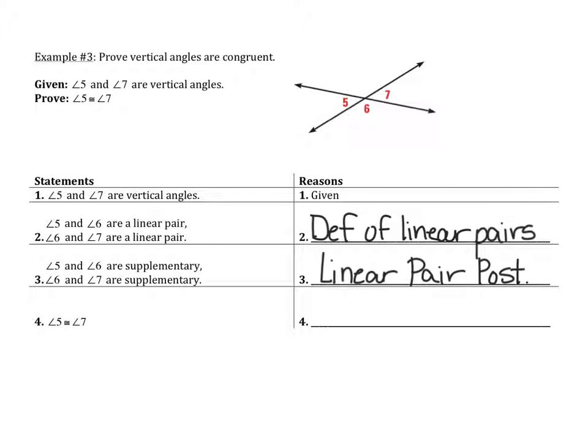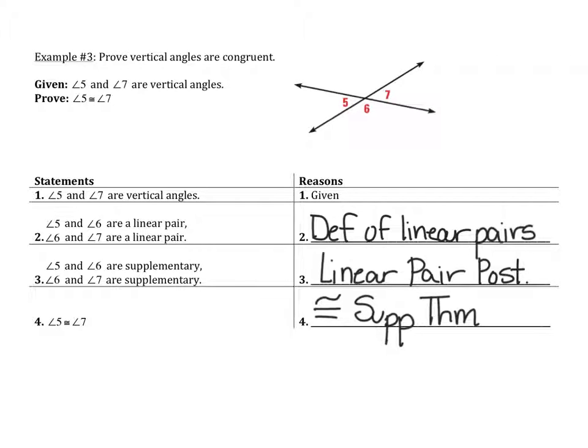Moving on to step 4, we're ready to actually make this proof official. Angle 5 is congruent to angle 7. Looking back at the previous step, we saw that angle 5 and angle 6 are supplementary, and angle 6 and angle 7 are supplementary. Do you see how 6 is in both of these? So we have two angles, 5 and 7, supplementary to the same angle, angle 6. So I know that angle 5 and angle 7 must be congruent because of the congruent supplements theorem, which, remember, states that two angles supplementary to the same angle are congruent.